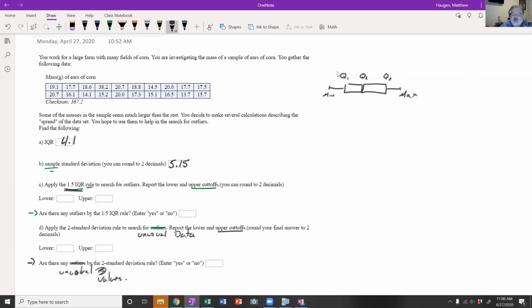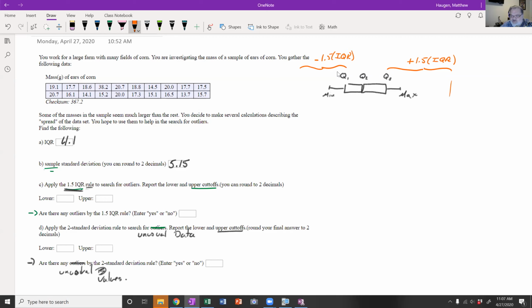But if we want to find what those potential outliers are, we find them by taking the outer quartile, so the value for Q3, and we add 1.5 times that interquartile range to get an upper cutoff. And then from Q1, we subtract that same 1.5 interquartile range.